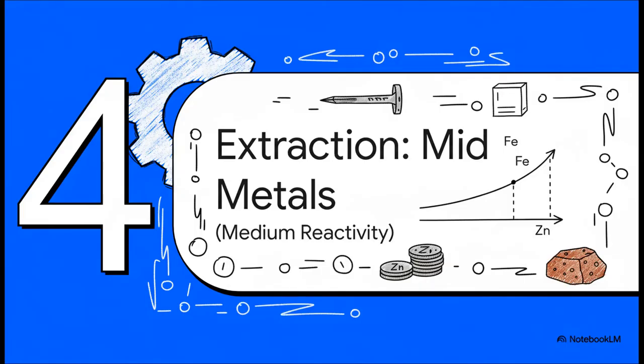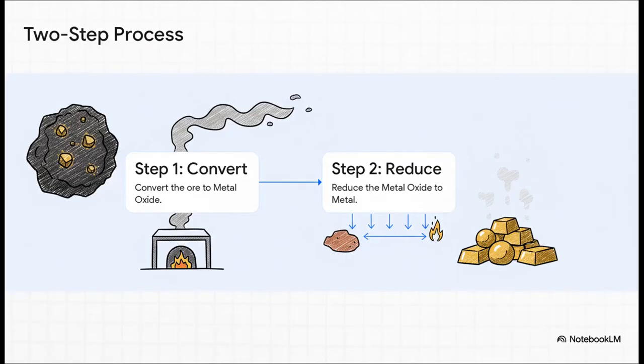All right, we've handled the bottom of the ladder. Now let's climb up a bit to the middle. This is where we find a lot of the common metals we use every day, like iron, zinc, and lead. Things get a little more interesting here. For these medium reactivity metals, just heating is not enough. We need a proper two-step process.